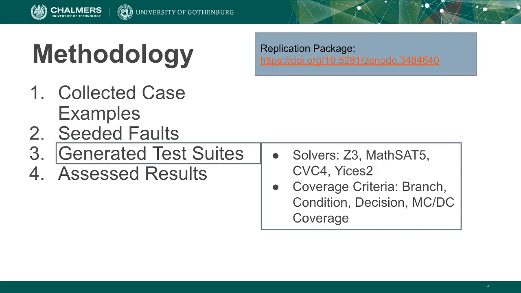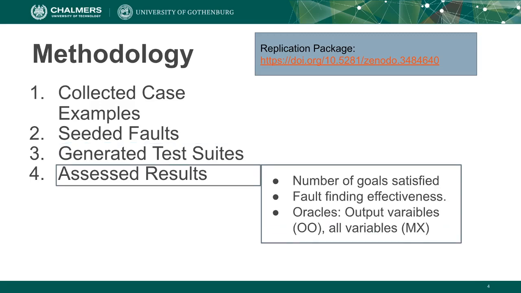Now, different sources of testing goals will impose different constraints on the test suites, and so we look at 4 criteria based on structural coverage of Boolean expressions: branch coverage, decision, condition, and MCDC, in order of complexity. We then compute the effectiveness of the resulting test suites. We look at whether the solvers are able to satisfy the full set of testing goals, and we look at the number of faults discovered by each test suite for each model.